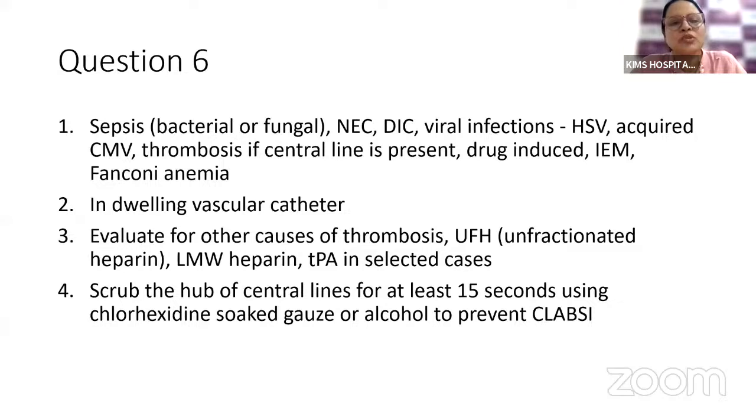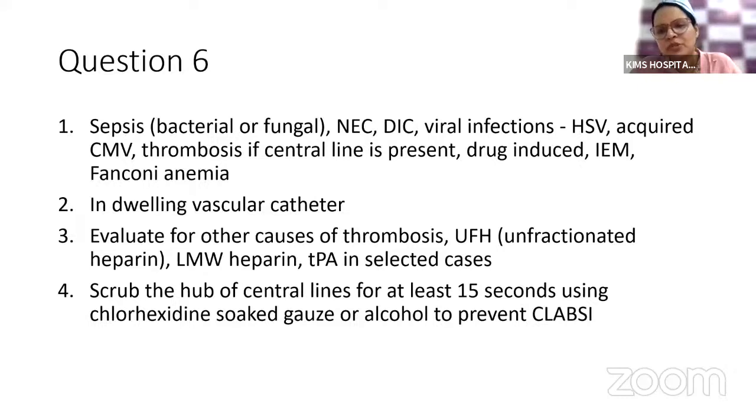This is usually due to sepsis, bacterial or fungal, necrotizing enterocolitis, disseminated intravascular coagulation secondary to sepsis or secondary to an immune inflammatory reaction. Viral infections, particularly dengue and chikungunya, are known to cause thrombocytopenia. Herpes is known to cause thrombocytopenia, and likewise congenital or acquired cytomegalovirus infections. So these are some viral infections that can cause thrombocytopenia. And what we saw in this scenario was an indwelling thrombosis.